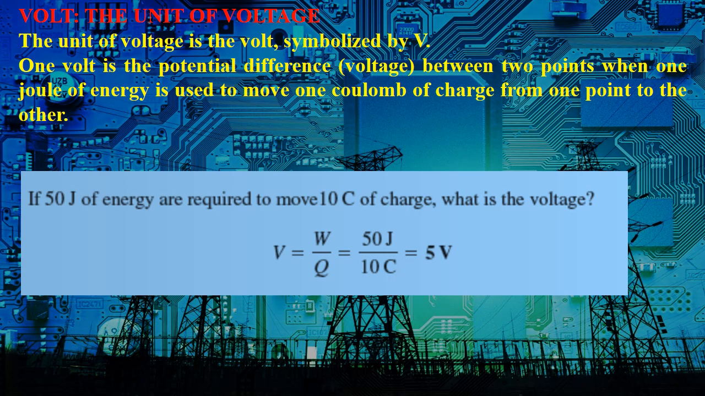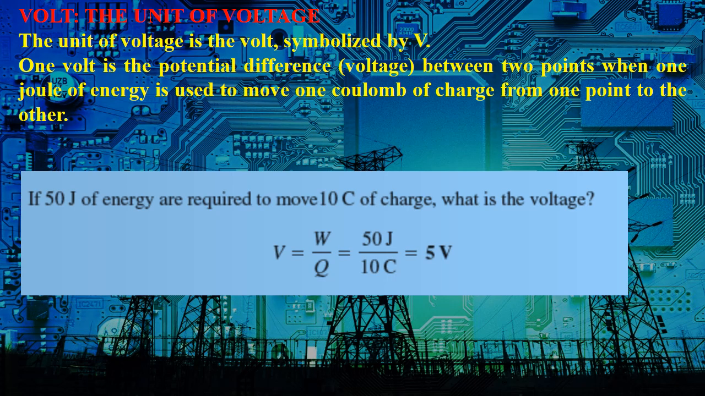Okay, the unit of voltage is volts, symbolized by V. 1 volt is the potential difference between 2 points when 1 joule of energy is used to move 1 coulomb of charge from one point to another. Okay, so this is the relationship between voltage, energy, charge and electrons. So when there is a movement of charge, then there's a group of electrons moving under the influence of force, and that force is the voltage.